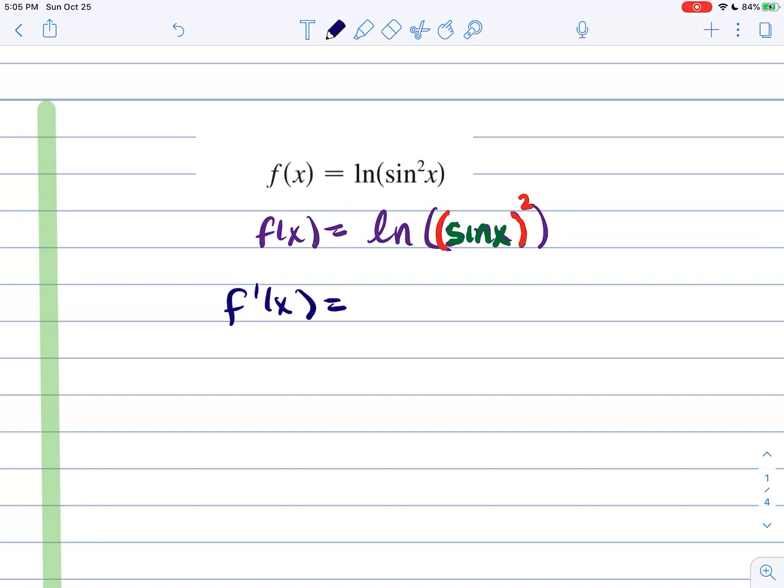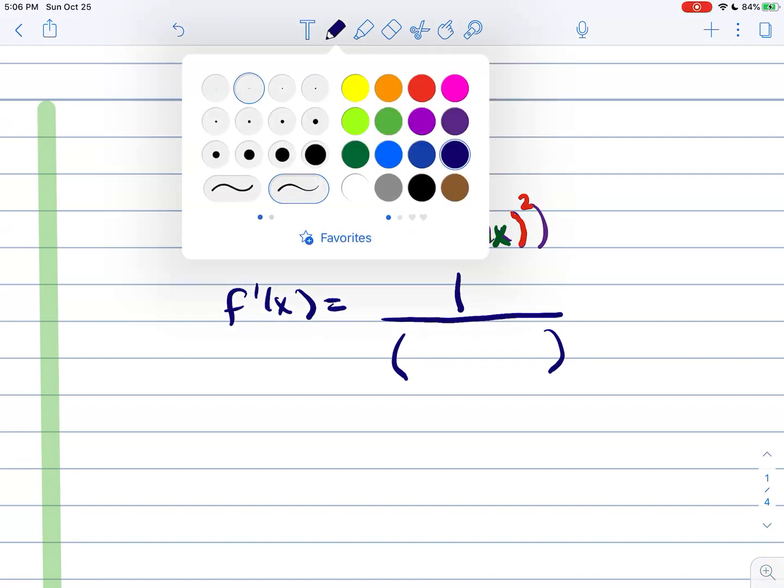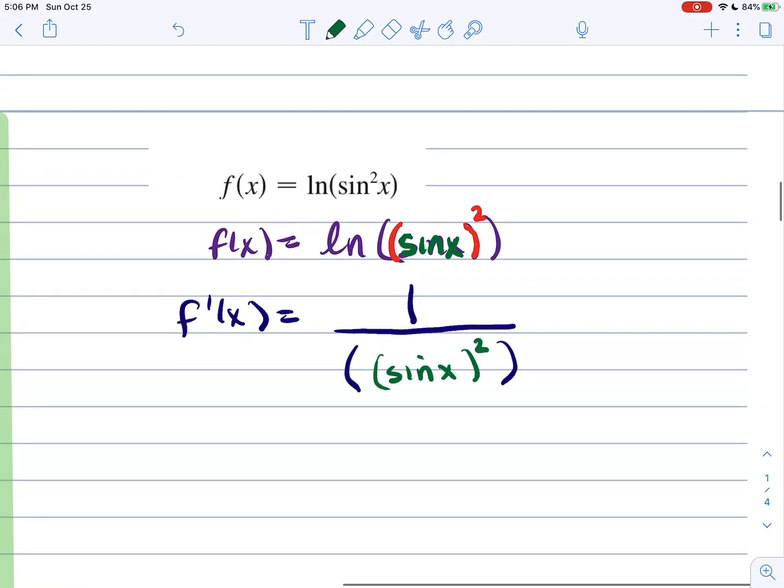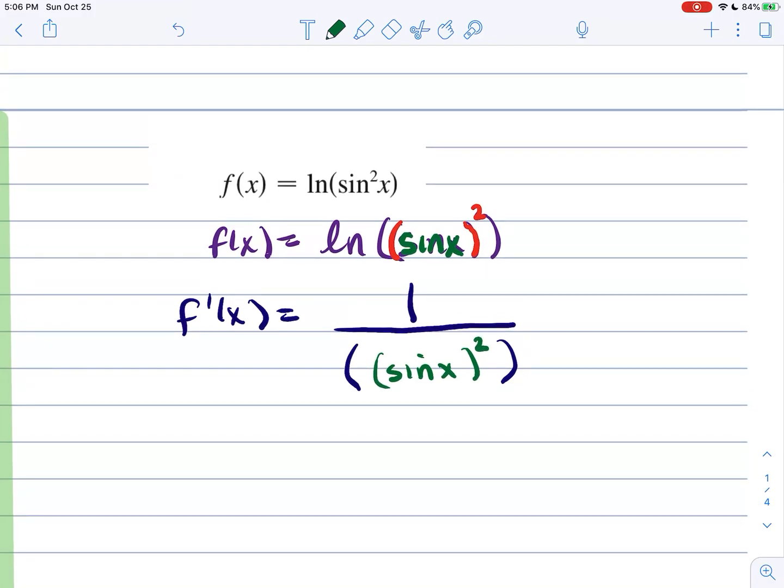Okay, so now I'm going to take the derivative, and the derivative of the outside is the ln. And what is the derivative of ln? 1 over. So I would say this is 1 over, and it's going to be evaluated at the inside. And evaluating at the inside, I get my sine x squared. But now I need to multiply by the derivative of the inside.